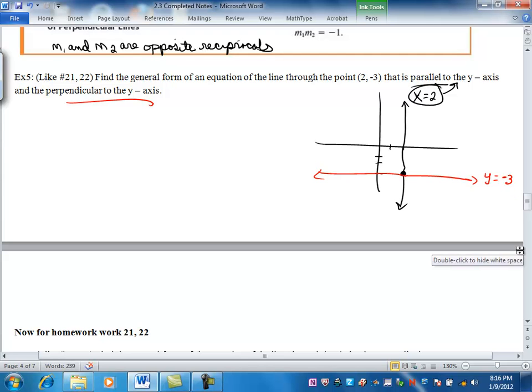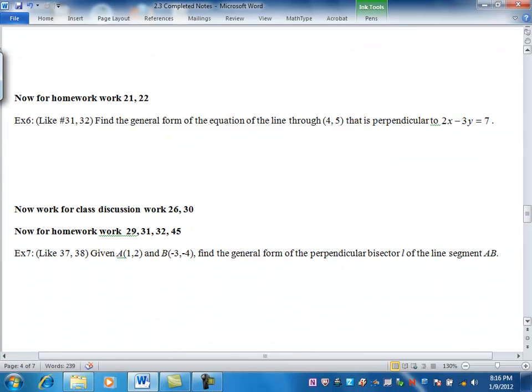Y equals -3. So now please give 21 and 22 a try for homework. We won't have anything on the class discussion about those, but we will take a look at those for homework.